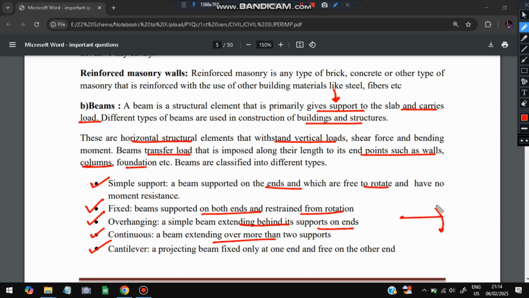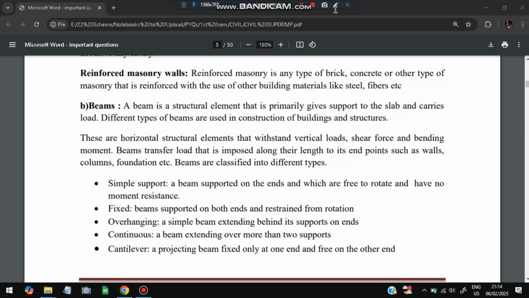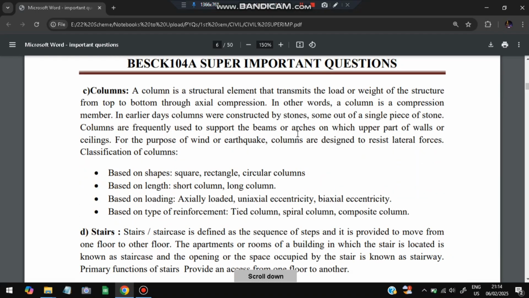Okay, it can be rotated in this or this direction. Okay. Next is columns. A column is a structural element that transmits the load or weight of the structure from top to bottom. What does a column do? From top to bottom, it transfers the load through axial compression.